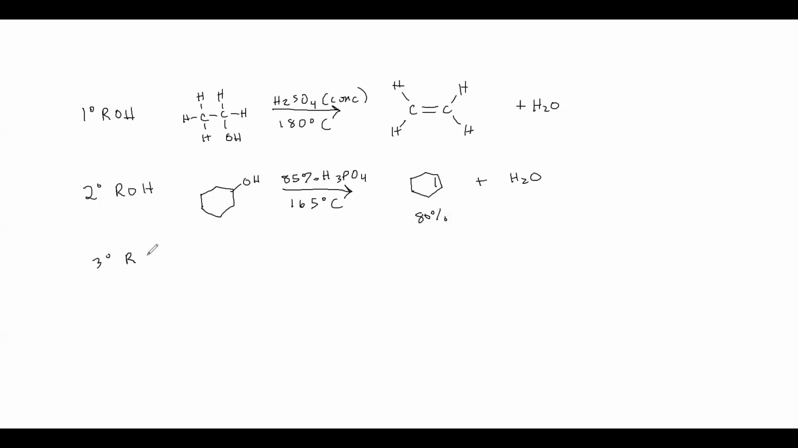And then for a tertiary alcohol, like tert-butyl alcohol, this one, we can get away with 20% sulfuric acid and quite a bit lower temperature. So something like 85 degrees Celsius will work. And that will give us this elimination product in about an 84% yield.